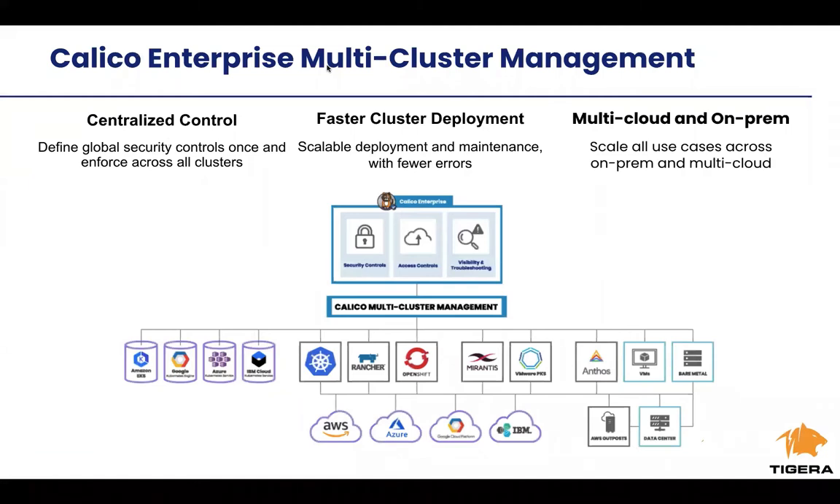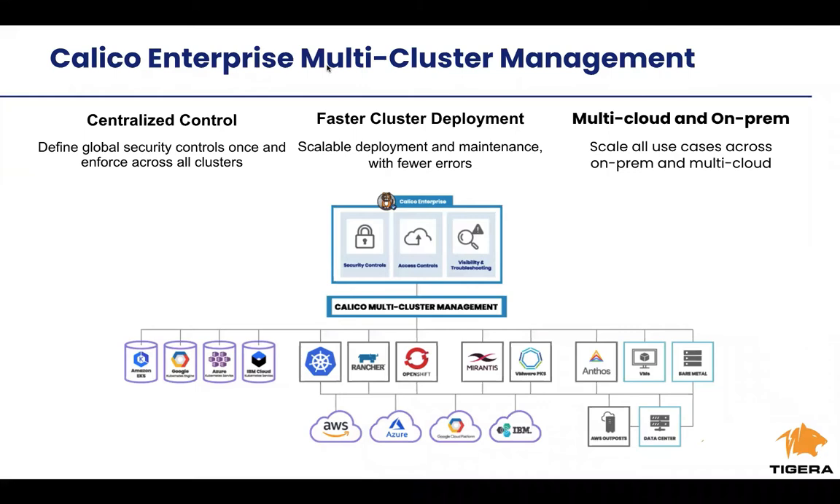One of the unique capabilities of Calico Enterprise Multi-Cluster Management is that you can use it across the different clouds. So it's hybrid and multi-cloud. Its capabilities extend into Amazon, Google, Azure, IBM Cloud, whether or not you're using a managed Kubernetes offering or a self-hosted option like Rancher, OpenShift, or upstream Kubernetes. It also works across some of the on-prem environments like Anthos, Outposts, and also bare metal.